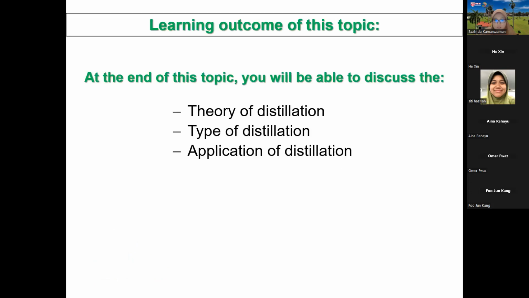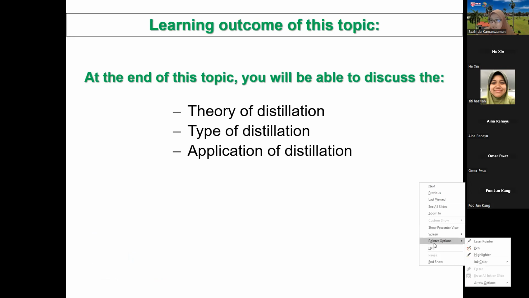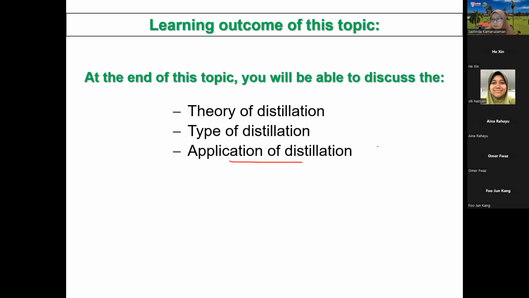For the learning outcome, towards the end you should know the theory of distillation and the types of distillation, because in this syllabus we are going to learn some of the distillation techniques, maybe the ones that you have conducted in the lab or in your working area, for example in industrial application. And then the applications. You're supposed to know that each distillation method contributes to at least one application.